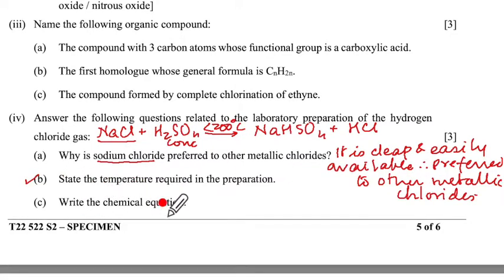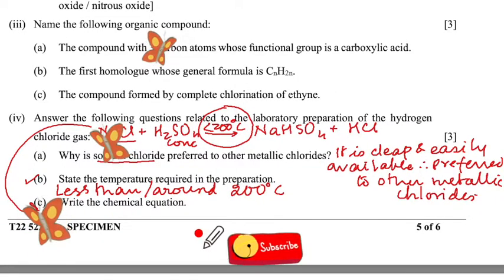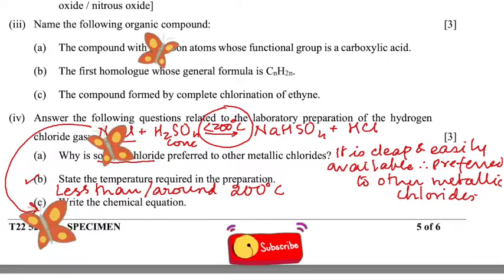B part, state the temperature required for this preparation. I already have written this already. It will be less than or around 200 degrees C. Write the chemical equation. Well, I've already finished writing this equation, so you can write it down here. Okay, so this finishes our question number 5.